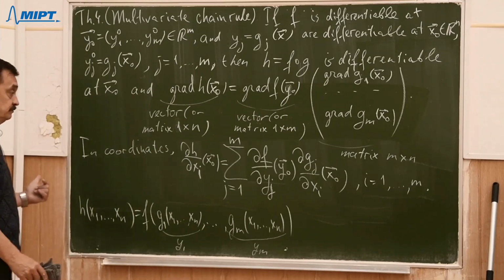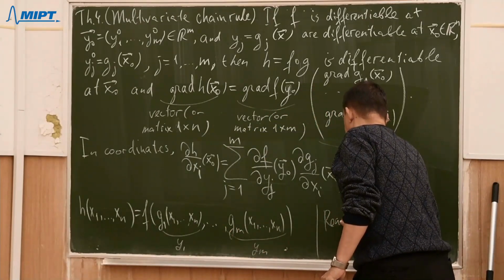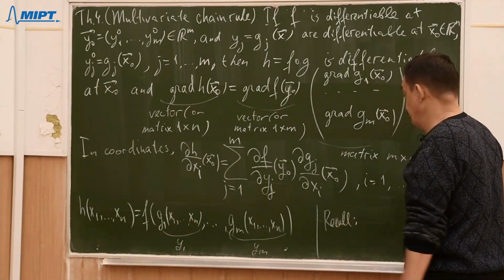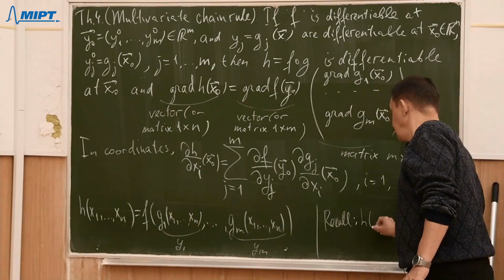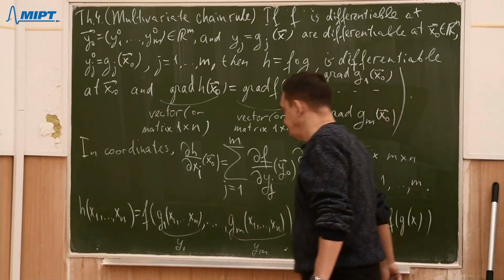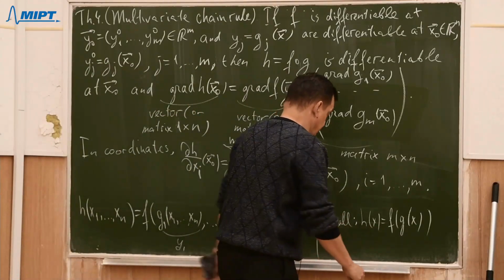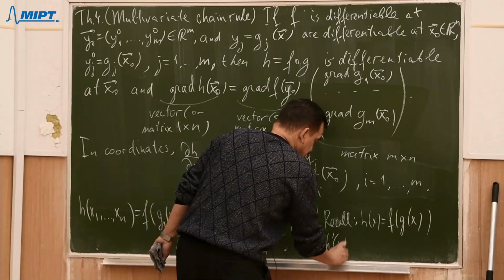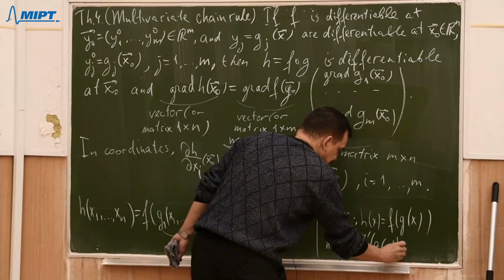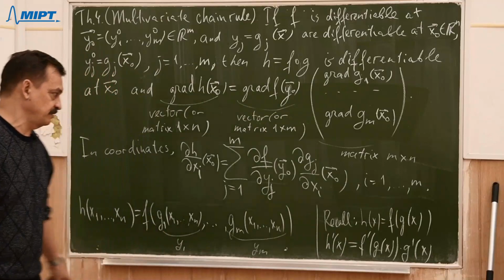So recall for one variable. So what happened for one variable? We had h of x equals f of g of x. And how do we proceed to find the derivative? h prime of x was equal to f prime at g of x times g prime of x. That is the chain rule for one variable.